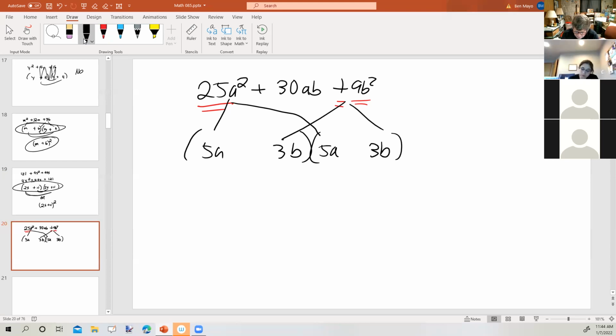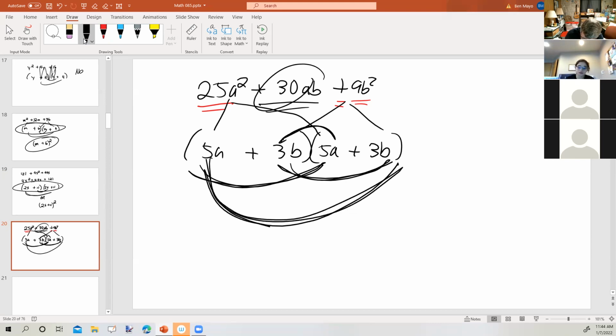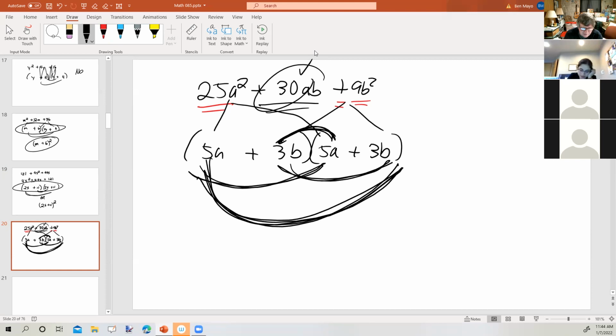So basically, I'm taking the square root, but I have to have a plus 30ab in the middle. So these would both have to be a plus sign. Now, there's my 25a squared. There's my 9b squared. But where do I get this from? I get it from this and this. This would be 5a times 3b is 15ab. 3b times 5a is 15ab. 15ab plus 15ab.